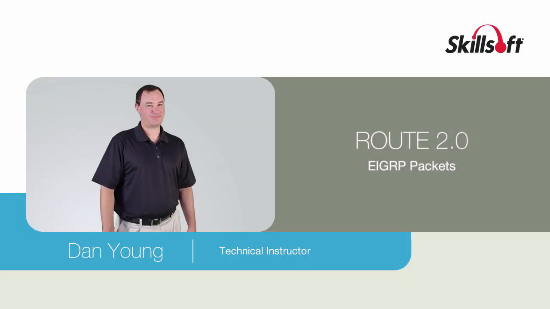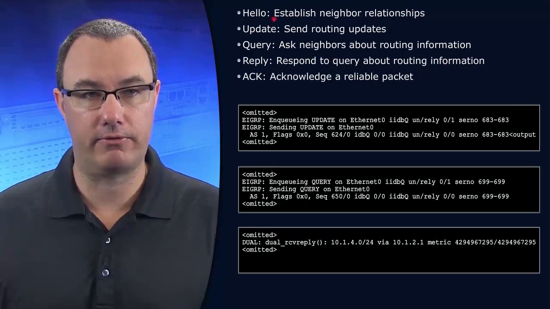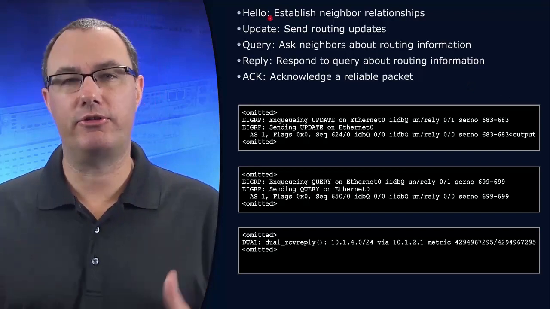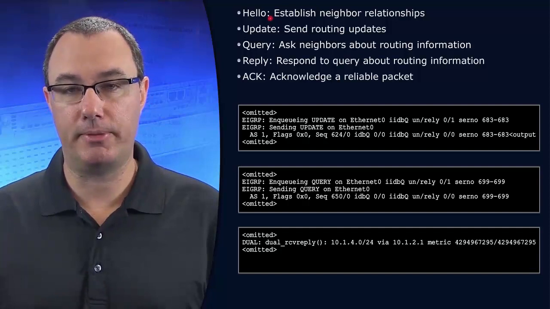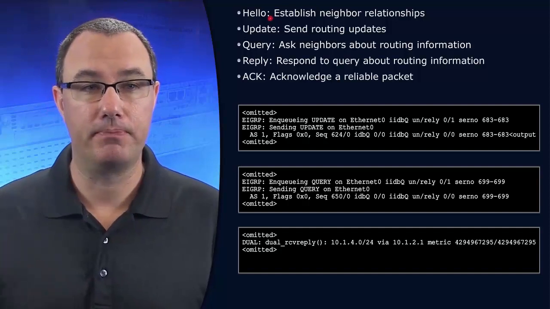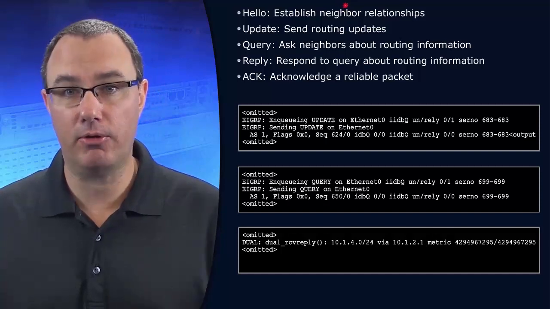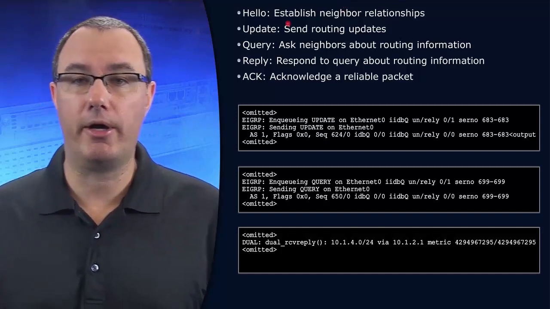EIGRP has a lot of packets. And here we're looking at the key 5, the fabulous 5. Hellos: someone says, what does a hello do for you? In EIGRP, or really any routing protocol, it's all about establishing neighborship, which can also mean peering and adjacency, which are interchangeable terms. There's also updates.